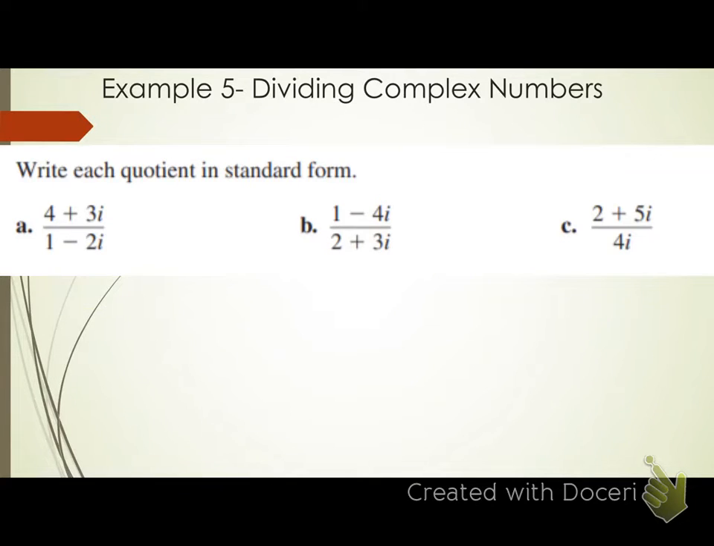So, yesterday, not yesterday, but 2 days ago, we talked about adding and subtracting complex numbers and multiplying. Did we talk about dividing? No, so let's talk about it now. Write each quotient in standard form. So like I said, for a complex number to be in standard form, I cannot have any i's in the denominator. Do I have an i in the denominator here? Yes, I do. So I've got to fix that.